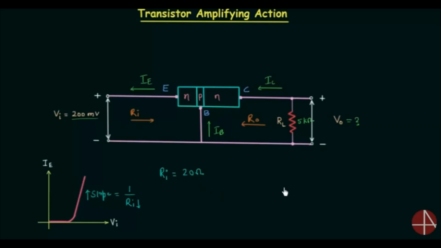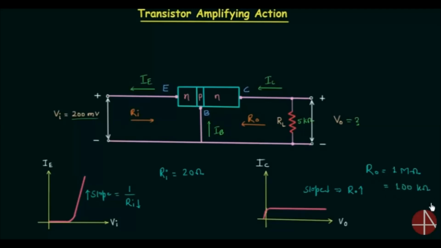In the same way, we will analyze the output characteristics of the transistor. In the output characteristics, you can see the slope is nearly equal to 0, and when the slope is low, this implies the output resistance is high. So the output resistance offered by the transistor is very large, and I will consider a common value of 1 mega ohm. The output resistance is equal to 1 mega ohm, or we can say it is equal to 100 kilo ohms.